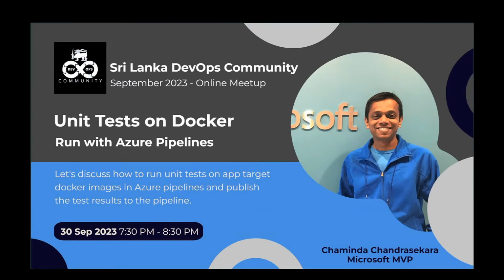In today's session, we are going to discuss how to run unit tests on Dockerfiles and actually on Docker containers, and how to get the output when we are running the same tests in Docker containers using Azure Pipelines, and publish the results to Azure Pipelines.